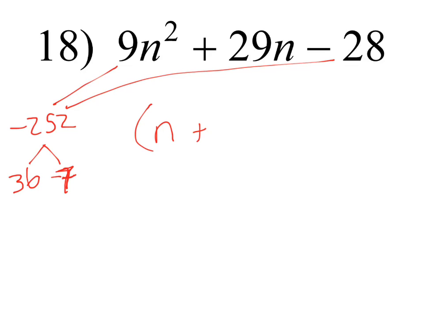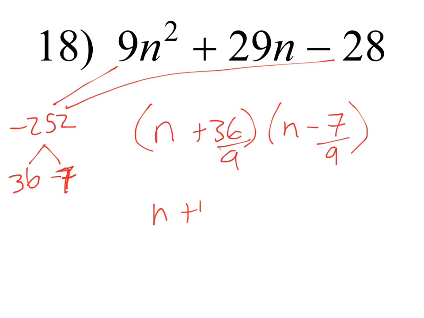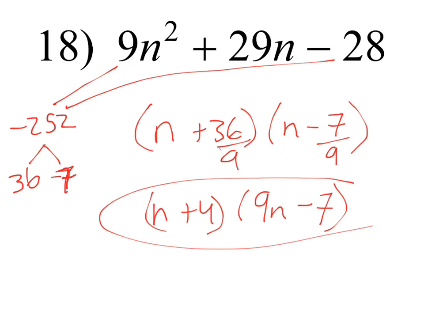So we'll have n plus 36, and then n minus 7. And then when you address the 9 in front, so attempt to divide them both by 9, you'll get n plus 4, and then you'll have 9n minus 7 here. And that gives us our answer for 18.